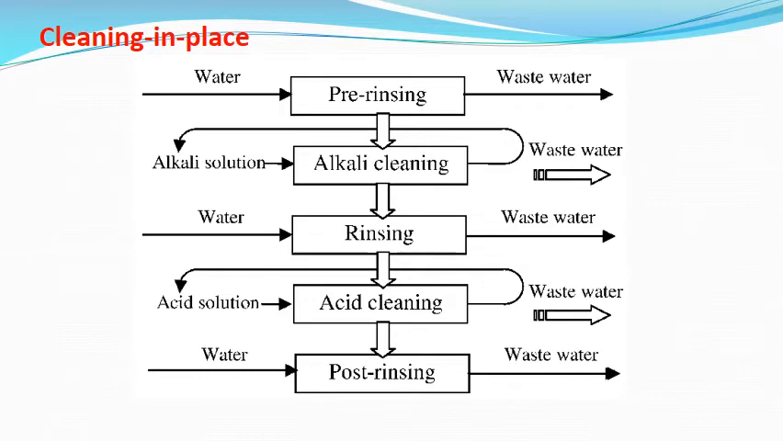Normal water comes for pre-rinsing and it goes out. Then the alkali solution, used as alkali detergent, and this wash water is recirculated a second time and then goes out. Then there is normal water for rinsing, which is drained. Then there is acidic detergent, recirculated a second time with hot water, and then it goes out, and there is a final rinsing with normal water, and after that there will be sanitation either with steam or chlorine water.